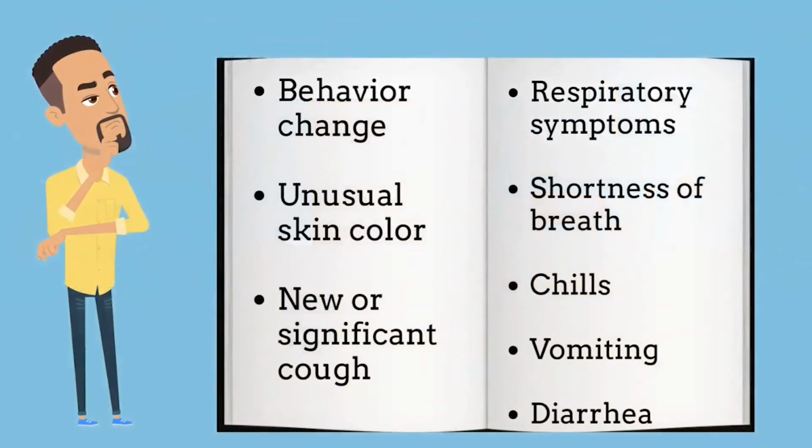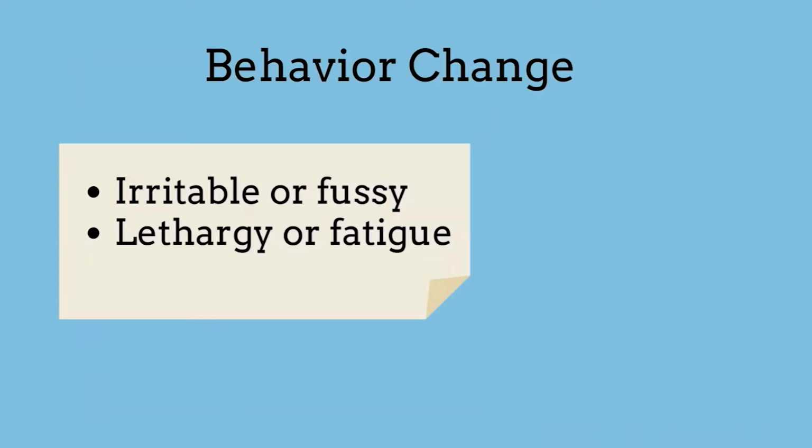Visual screening involves looking for symptoms that can be seen or observed. An individual who is ill may exhibit the following symptoms: behavior change, unusual skin color, new or significant cough, respiratory symptoms, shortness of breath, chills, vomiting and diarrhea. Let's discuss each of these symptoms in more detail.